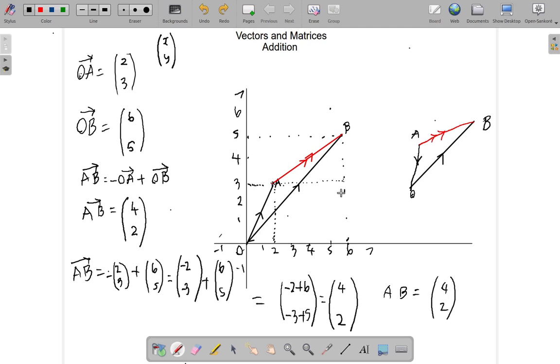All right, so I think that was quite a bit of material to cover in adding vectors. I'll see you later. We're going to look at some examples from some CSEC past papers.